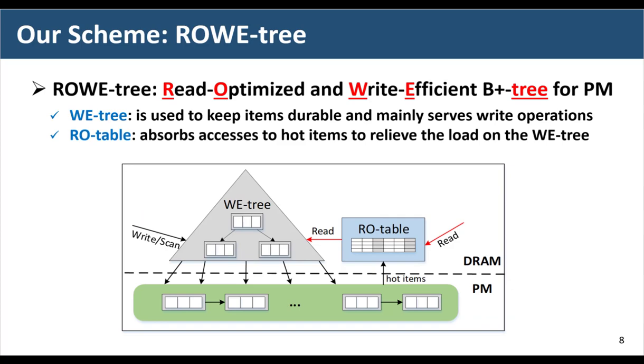To this end, we have proposed the scheme ROWE-tree, a read-optimized and write-efficient B+ tree for PM. We aim to improve both read and write performance. As the slide shows, ROWE-tree contains two main parts: a write-efficient B+ tree, WE-tree, and a read-optimized table, RO-table. The WE-tree is used to keep items durable and mainly serves write operations. The RO-table is stored in DRAM and absorbs accesses to hot items to relieve the load on the WE-tree.